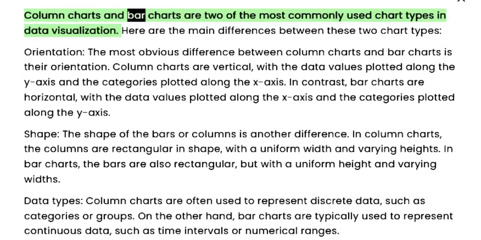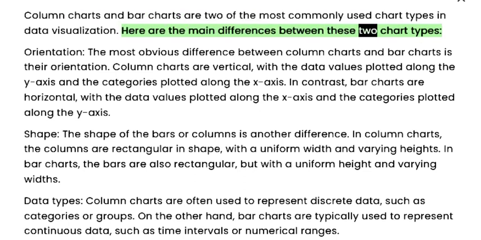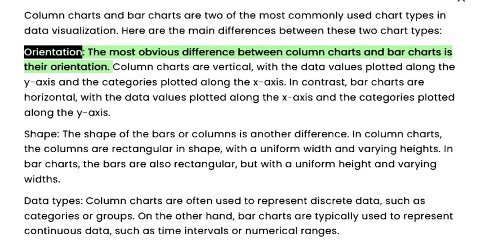Column charts and bar charts are two of the most commonly used chart types in data visualization. Here are the main differences between these two chart types. Orientation. The most obvious difference between column charts and bar charts is their orientation.